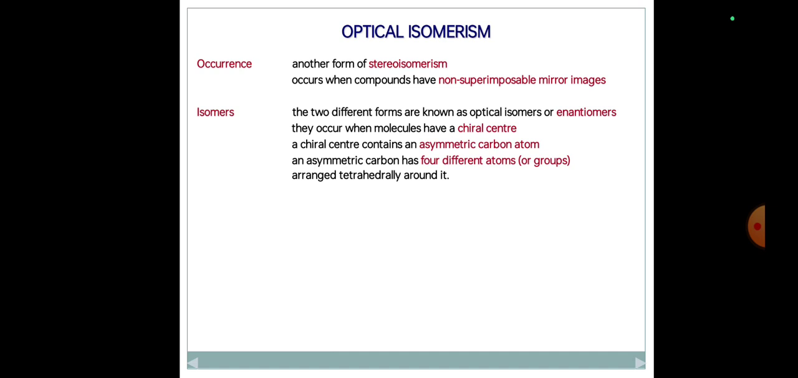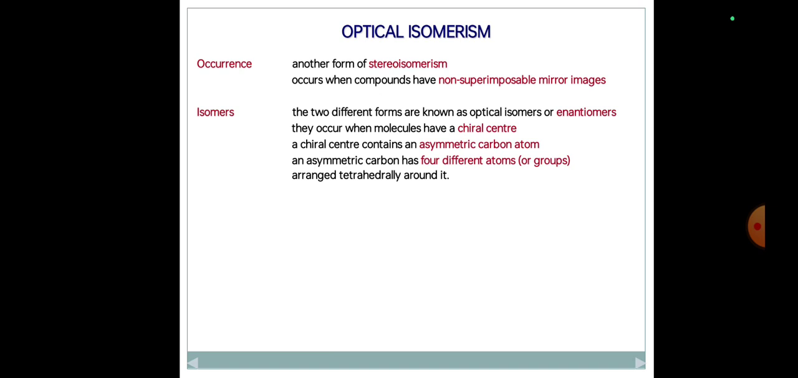Optical isomerism. What is optical isomerism? It is a type of stereoisomerism in which molecules have the same molecular and structural formula, but they differ in their behavior towards light, or we can say they differ in their effect on the rotation of plane polarized light.